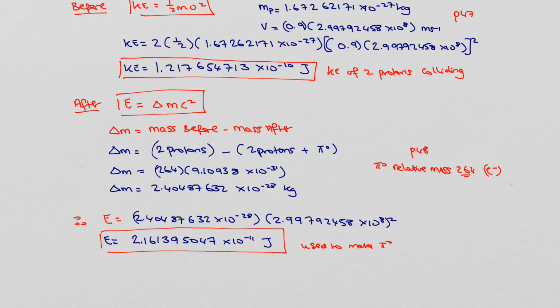So therefore, if the energy is being used up to be converted into the pion, well, is it the same as the energy we had beforehand? Well, clearly it's not, because we have 1.217654713 by 10 to the power of minus 10 joules, which is more energy beforehand than this energy needed to make the pion. So that means there's leftover energy. So therefore that leftover energy must be the kinetic energy of the particles. Okay, so we say therefore the leftover energy is used as kinetic energy for the 3 particles.